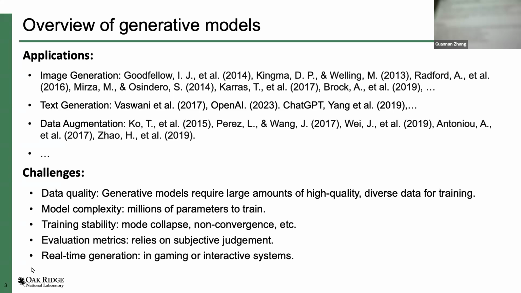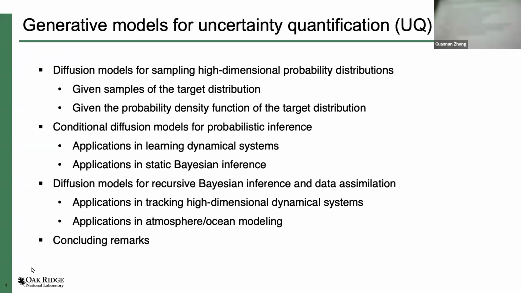But the generative model is usually a statistical method. For a statistical method, we usually care about the statistics, some statistical metric, to measure the quality of the generative model. That's why we think the generative model is a better method for uncertainty quantification, besides image generation or text generation. That's why we are interested in this topic. So in this talk, I'm going to touch a little bit on those topics. The first one is that we come up with some diffusion models for sampling high dimensional distributions.